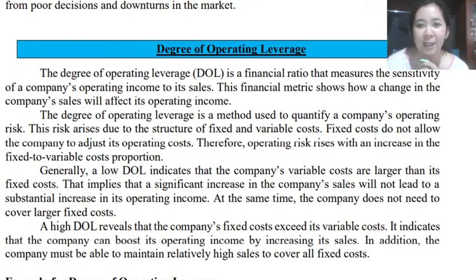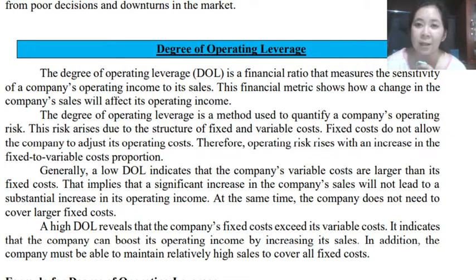Okay, so this next video lecture is still the continuation of our Module 4 CVP analysis. So we are now in the degree of operating leverage. When we say degree of operating leverage, this is actually a financial ratio which measures the sensitivity of a company's operating income to its sales. This financial metric will show us how a change in the company's sales will affect its operating income.